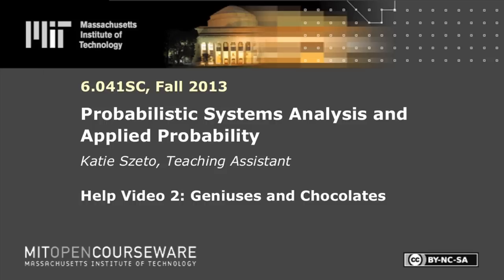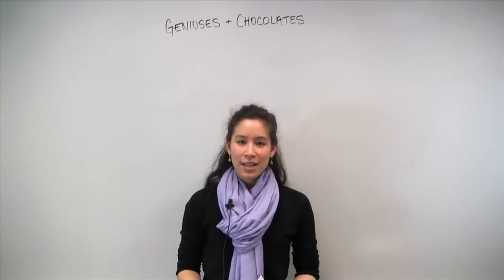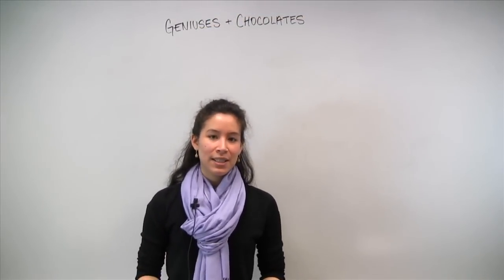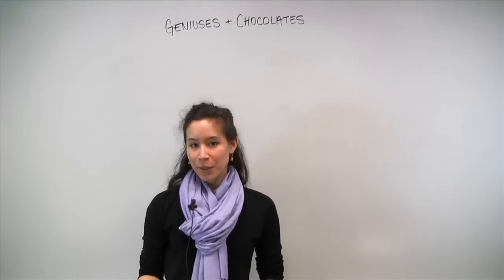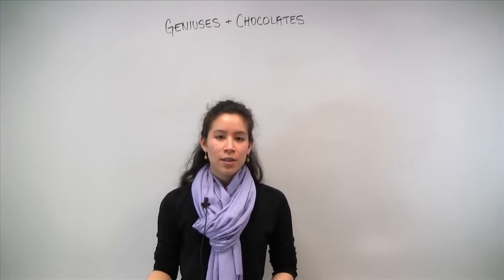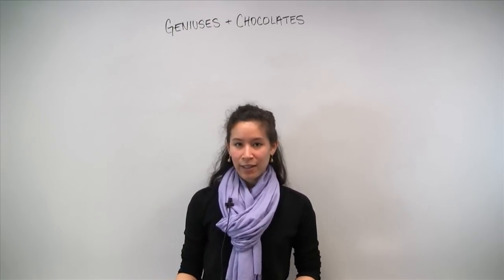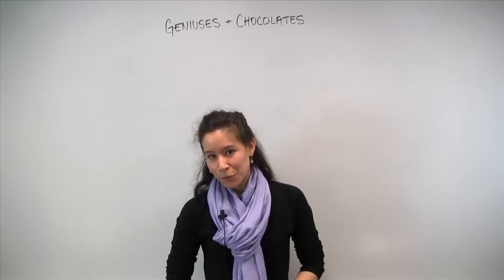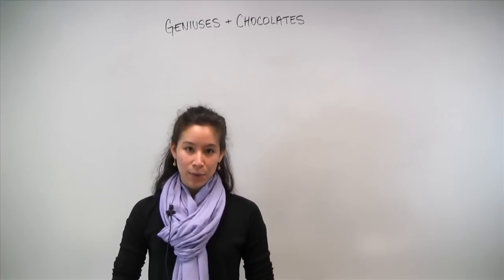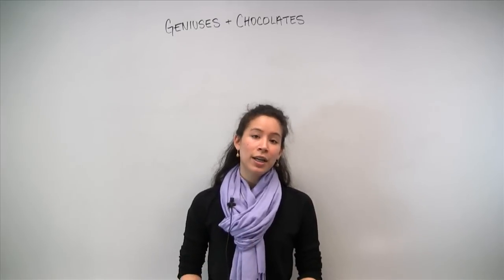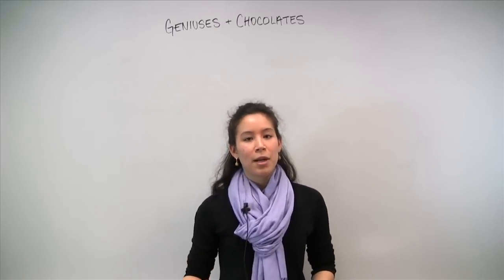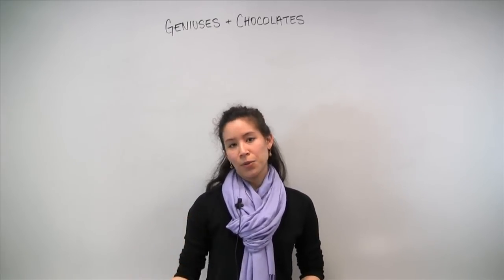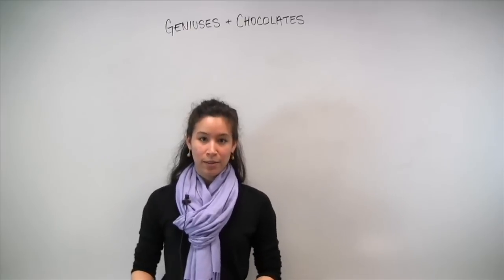Hi. Today we're going to do a really fun problem called Geniuses and Chocolates. What this problem is exercising is your knowledge of properties of probability laws. Let me just clarify what I mean by that. Hopefully, by this point, you have already learned what the axioms of probability are. And properties of probability laws are essentially any rules that you can derive from those axioms.